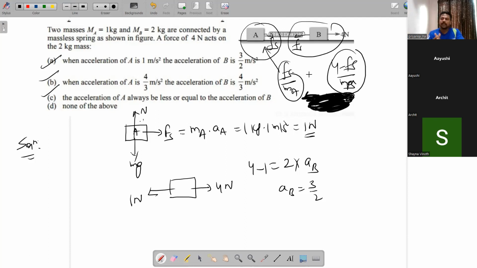So gradually, extension will increase. So spring force will increase, and because of this the net force on B will decrease. So at some moment when equilibrium is reached, the forces on both particles will become the same, and at that moment acceleration will be the same. Before that, B will move with more acceleration and A will move with less acceleration. So C is also correct.